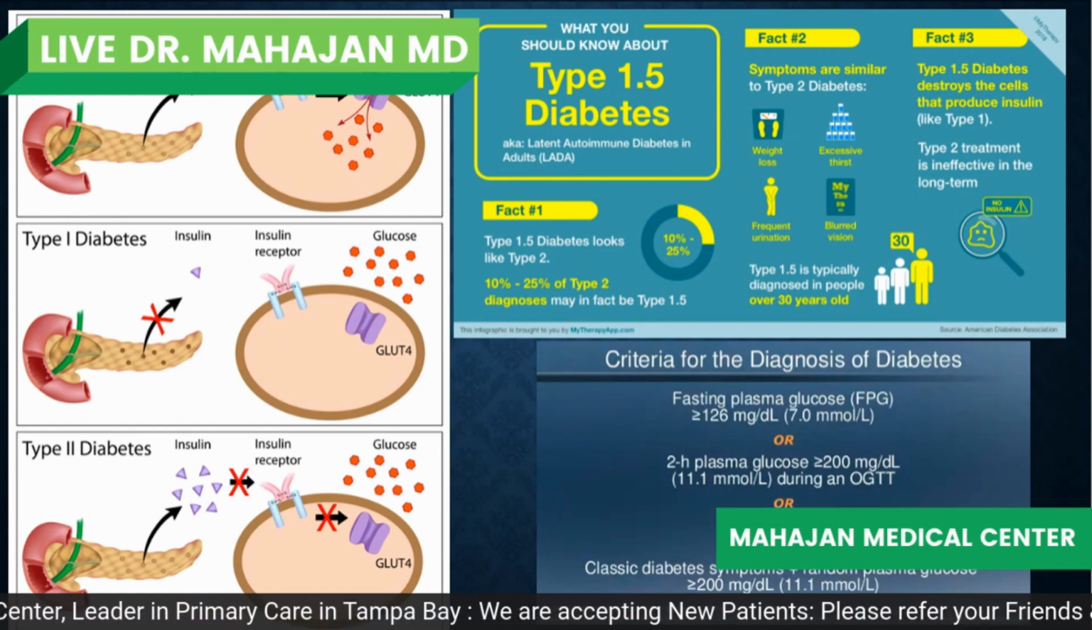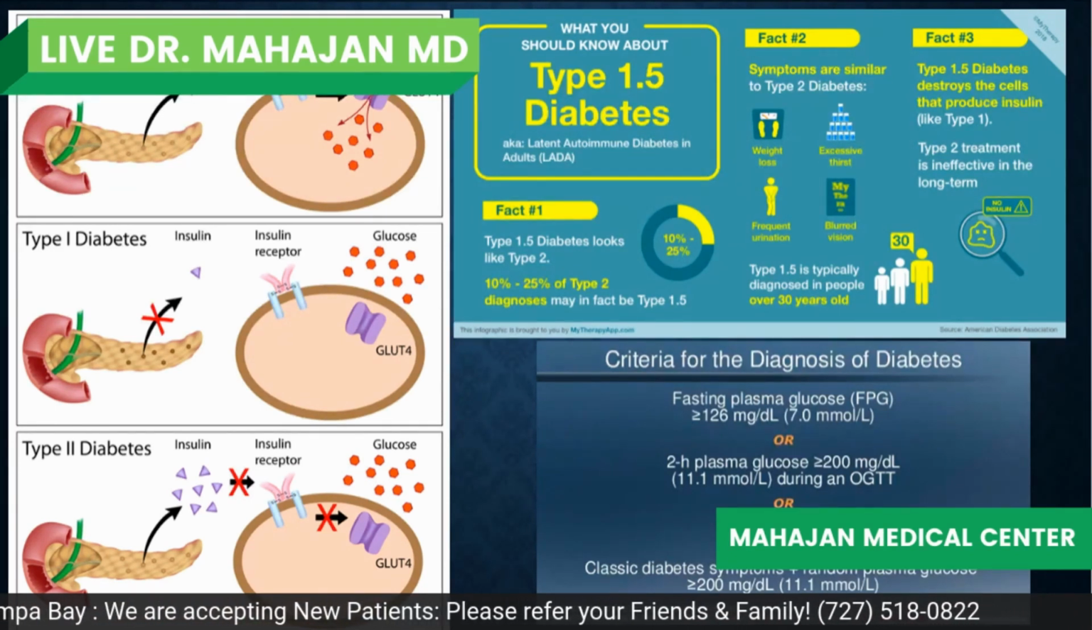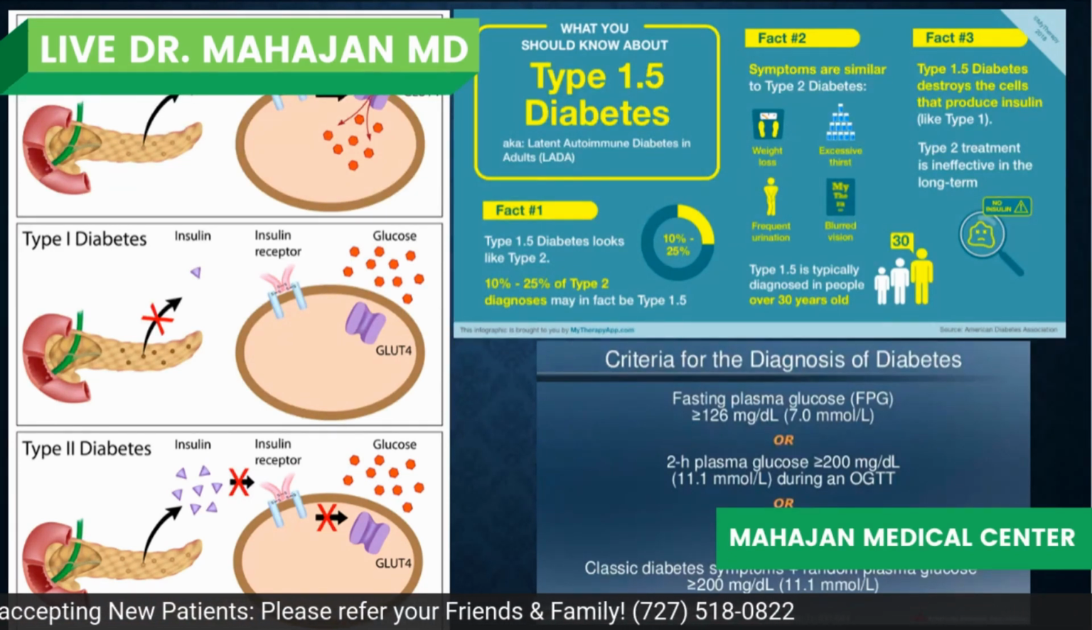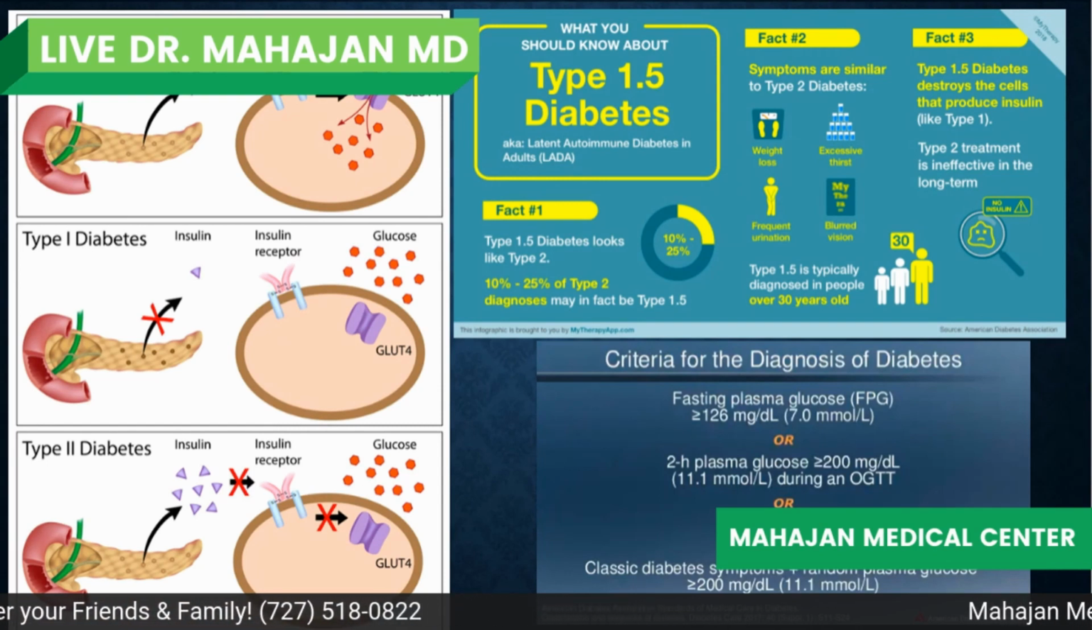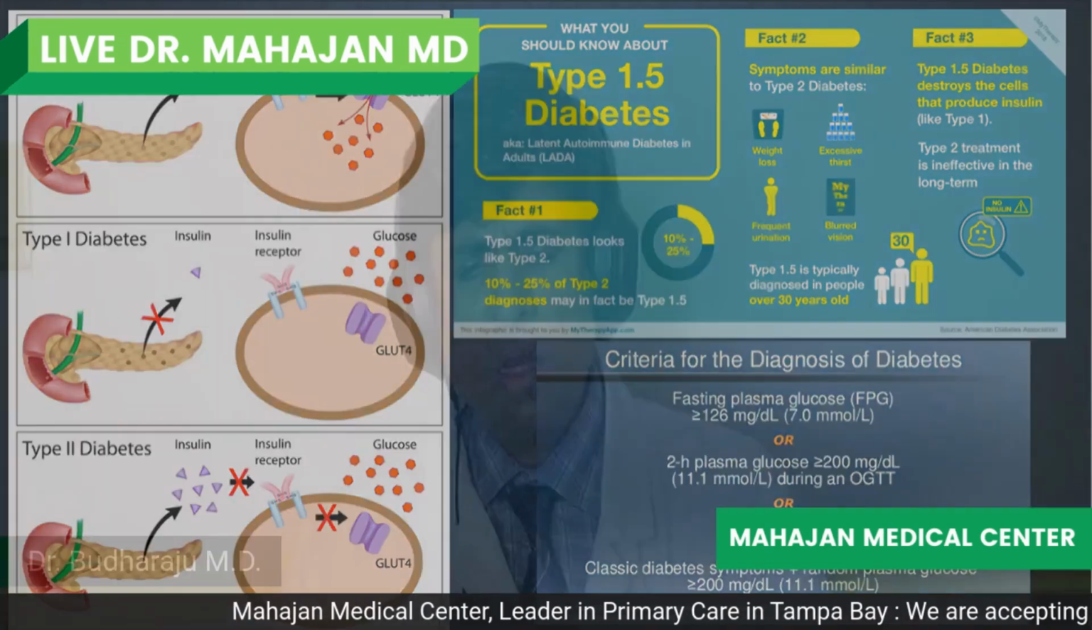So, on this slide, you can see more than 126 fasting, or if you do the 2 hour postprandial, then it should be more than 200, or random sugar more than 200. And the third aspect is the A1C greater than 6.5. Anything else you want to add to the diagnosis of diabetes? I think no. I think that's a good summary of the whole thing.